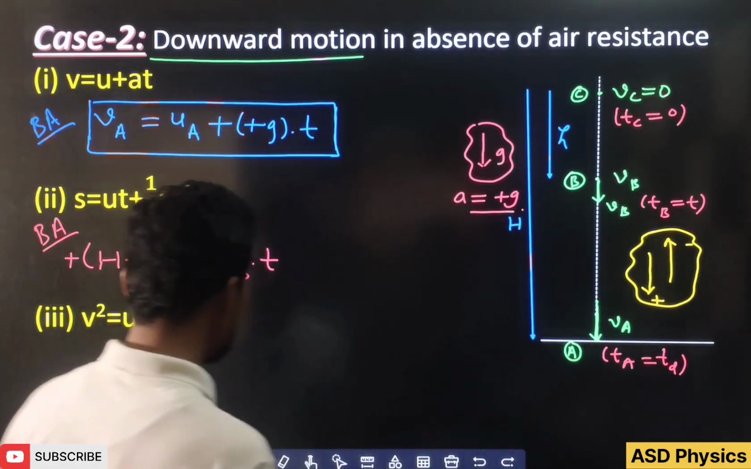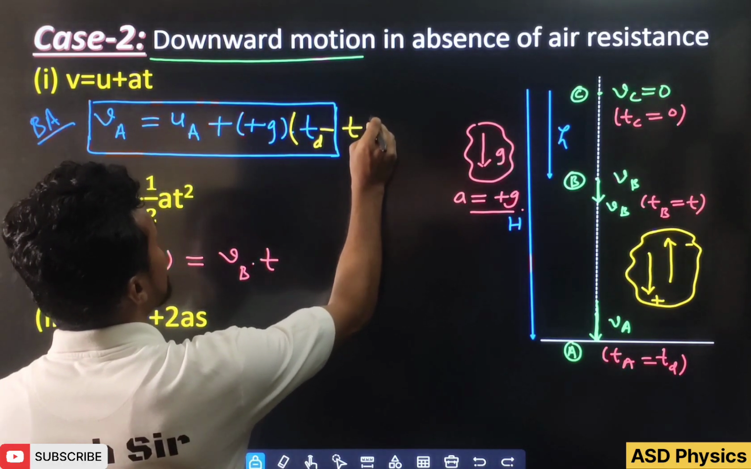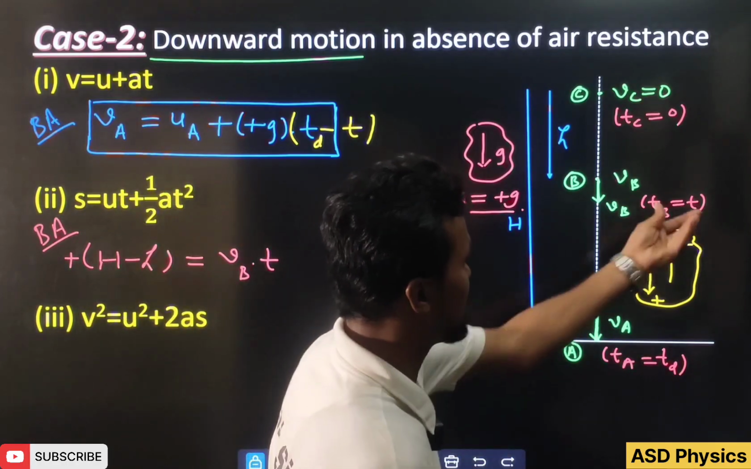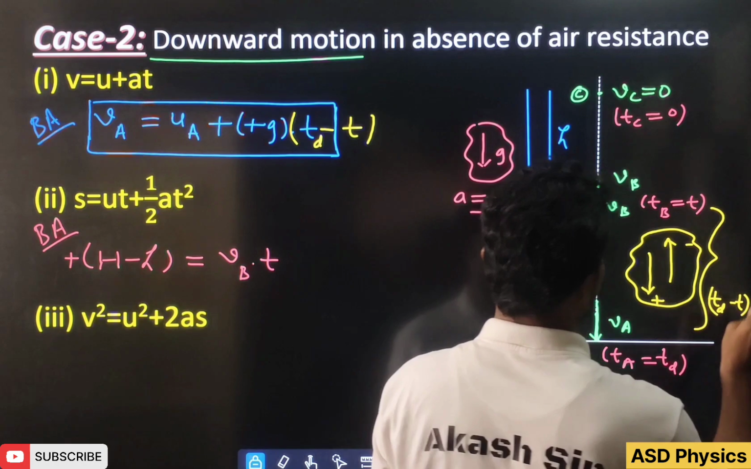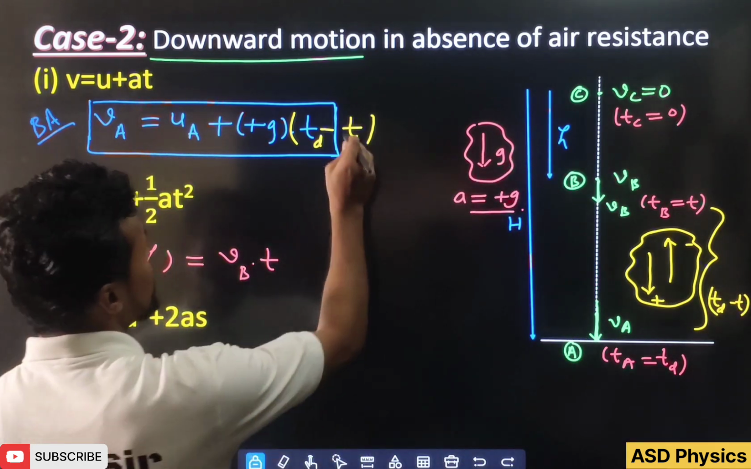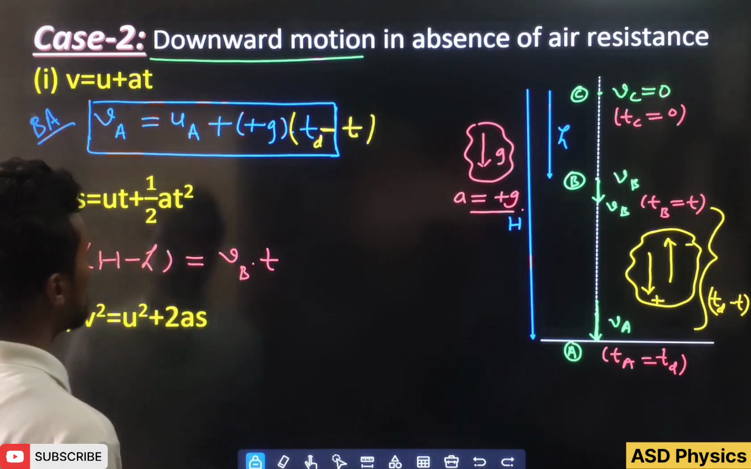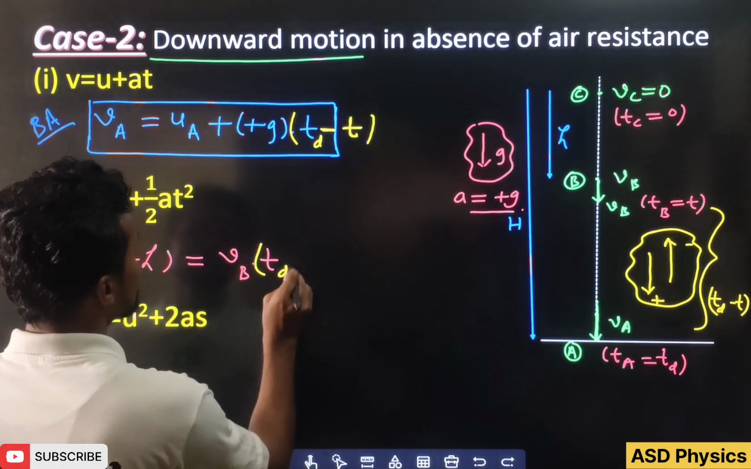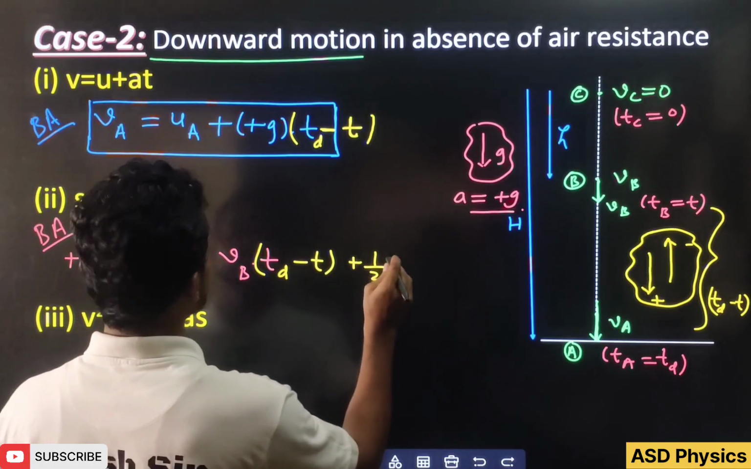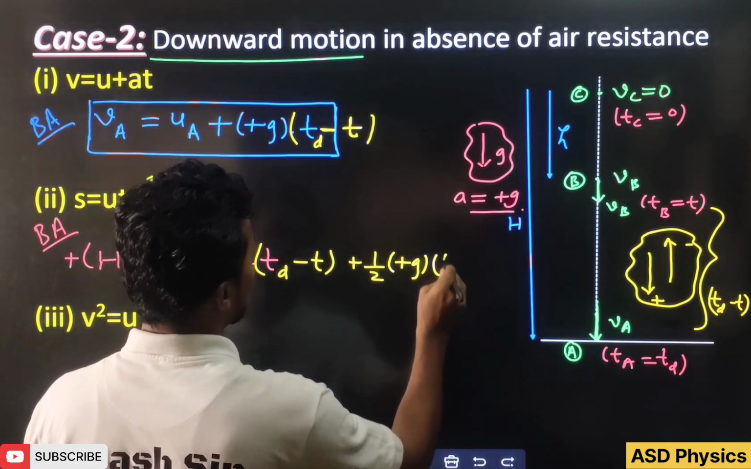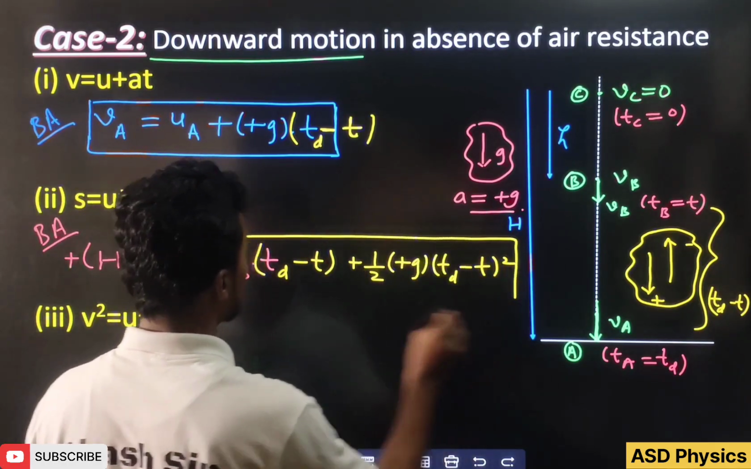I will just make it here. That time taken will be t_D minus t, because this time interval I am talking about will be t_D minus t. So I have written the t_D minus t in a very standard way. Now after that, v_B into (t_D minus t) plus half, and a will anyhow be plus g, and again we write (t_D minus t) whole square. This is also an equation.